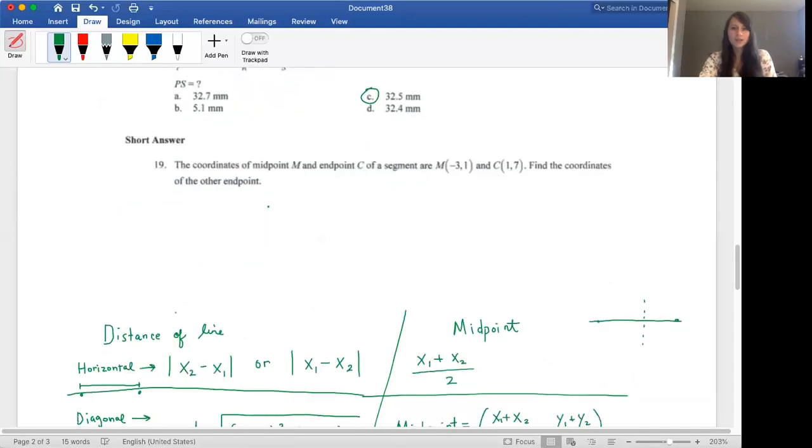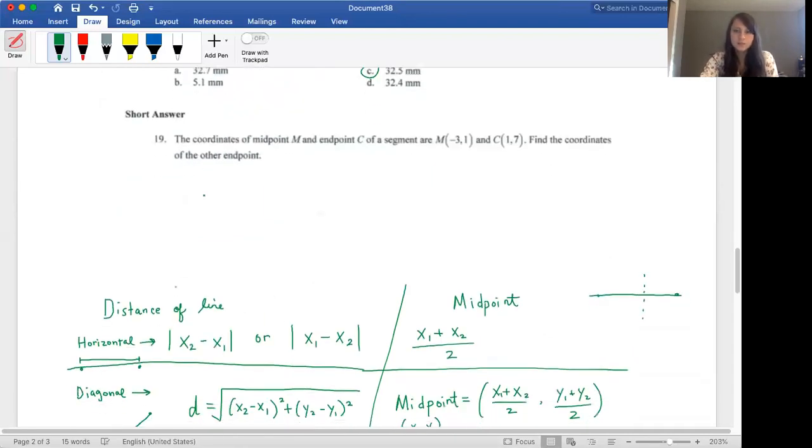All right, let's take a look at this problem here. The coordinates of the midpoint, M, and endpoint C of a segment are: M is (-3, 1), and C is (1, 7). Find the coordinates of the other endpoint. Okay, so this one's a little bit challenging. It's kind of like one of those problems you did on your homework.